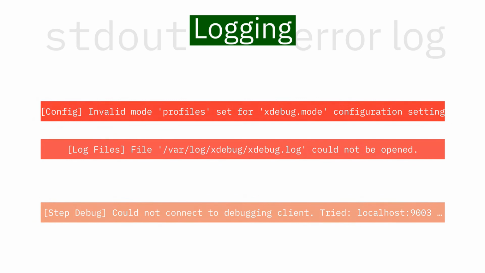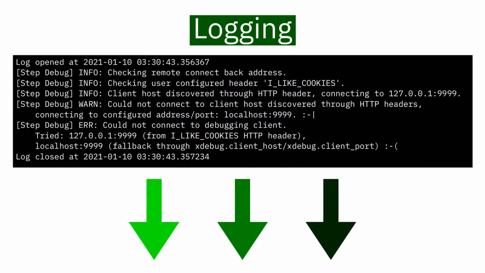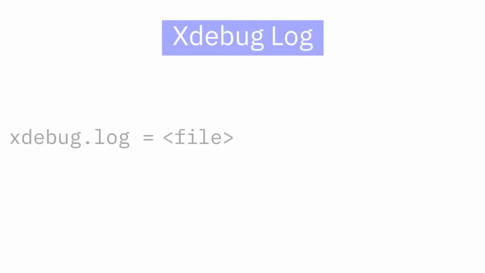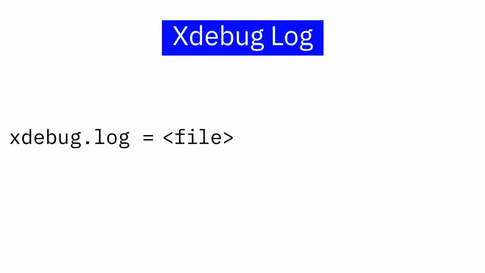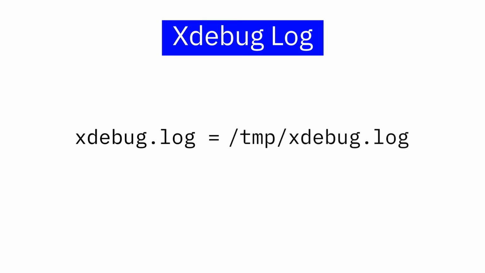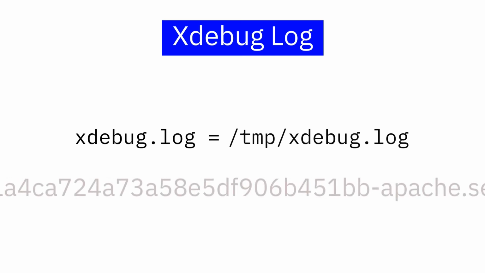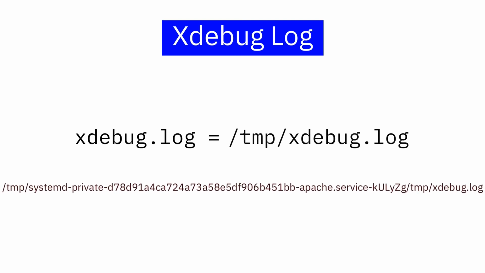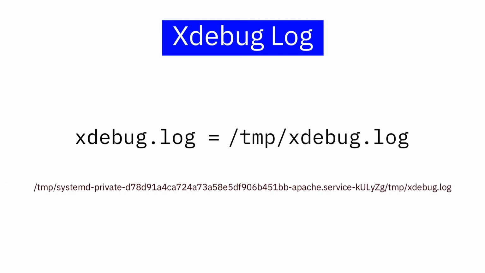The third and final place where Xdebug can send log messages to is its own Xdebug log. In order to instruct Xdebug to create a log file, you need to set the xdebug.log PHP INI setting to a file. I would recommend setting it to c:/windows/temp/xdebug.log on Windows and /tmp/xdebug.log on Linux and macOS. Some Linux distributions use systemd's private temp directories, especially when running PHP with Apache or PHP-FPM. If enabled, the physical temp directory is different from the one that you configured.